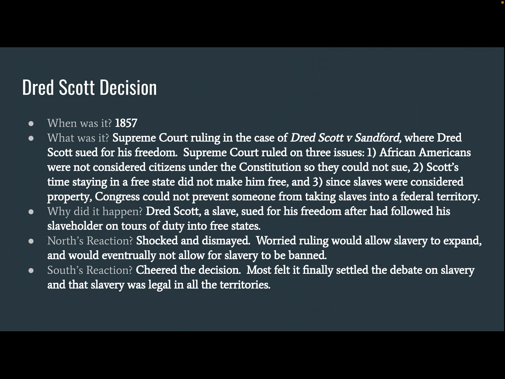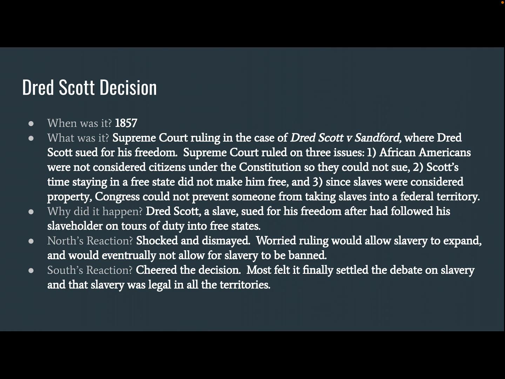And so the North, they were shocked and dismayed, right? This is like, first you're saying they're not citizens, then just because they live in a free state, that doesn't mean they're free. And it says the government cannot ban slavery. So they're shocked. They worried that this ruling would allow slavery to expand. Since the government cannot prevent someone from taking enslaved people into the territories, they were worried that now it's going to spread even more. Eventually not even allow for slavery to be banned at all, not just in the territories. So in the whole country, they worried about that.